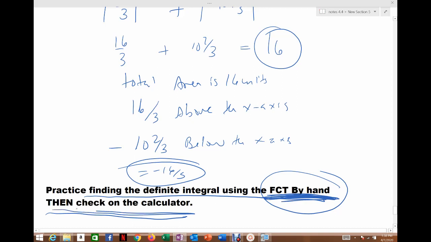Alright, and again, using your calculator is also an important skill, and that'll be something you'll be asked to do as well. So you need to know how to do both of them. Make sure when you're practicing these, you're practicing both the by hand method and the calculator method. A lot of times what's good is we'll do it by hand and then check your answer on the calculator. Alright, we'll stop there.